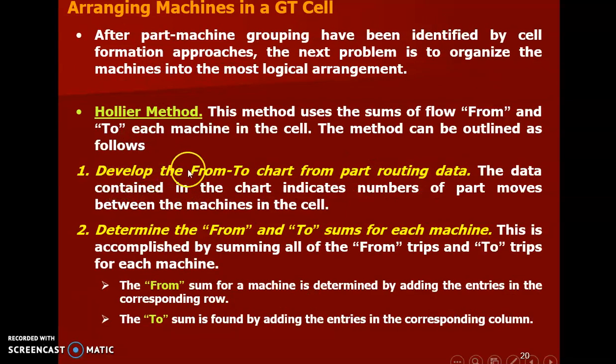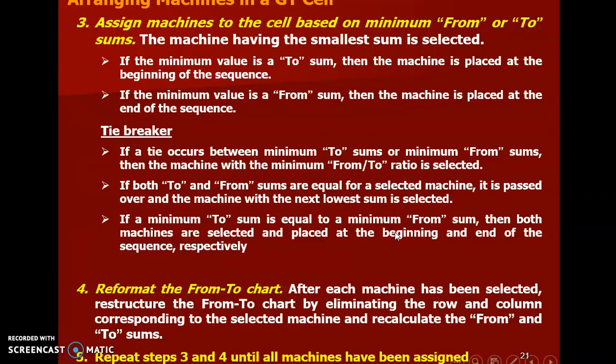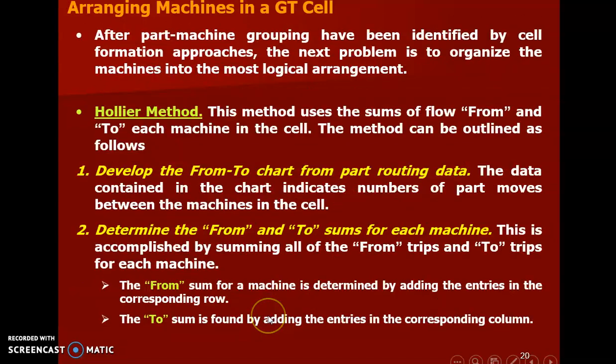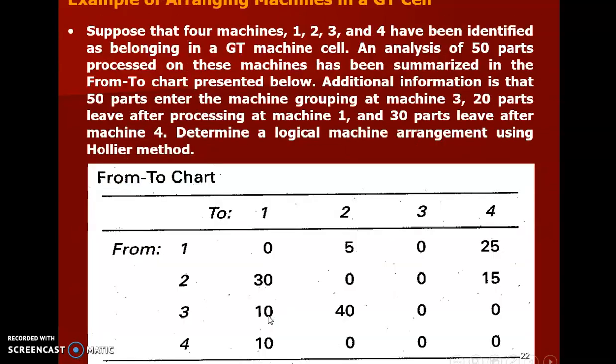The first step is to develop the from-to chart from the part routing data, and the second step is determining the from and to sums for each machine. Third is assigning machines to the cell based on minimum from or to sums, and fourth is reformatting the from-to chart and repeating the steps until the machines are rearranged. So let's make it clear by seeing this example.